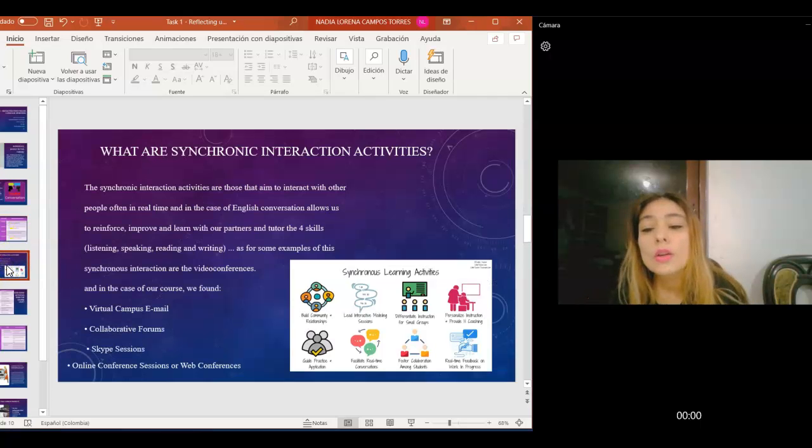What are synchronic interaction activities? The synchronic interaction activities are those that involve interacting with other people, often in real time. In this case of English conversation, they allow us to reinforce, improve, and learn with our partners and tutor our 4 skills: listening, speaking, reading, and writing.